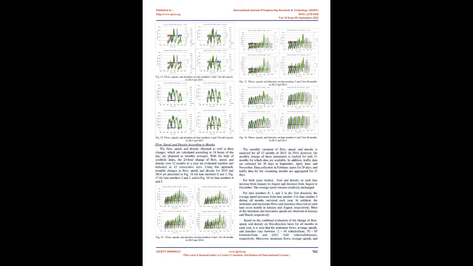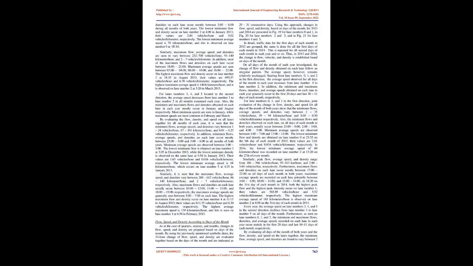In detail, traffic data for the first days of each month in 2013 are grouped, the same is done for all the first days of each month in 2014. This is repeated for all second days of each month in each year and so on. Thus, in 2013 and 2014, the change in flow, velocity, and density is established based on days of the month. On all days of the month of each year investigated, the change of flow and density obtained on each lane follow an irregular pattern. The average speed, however, remains relatively unchanged.